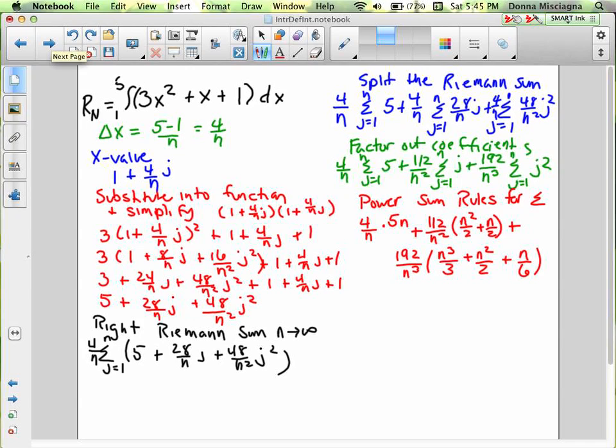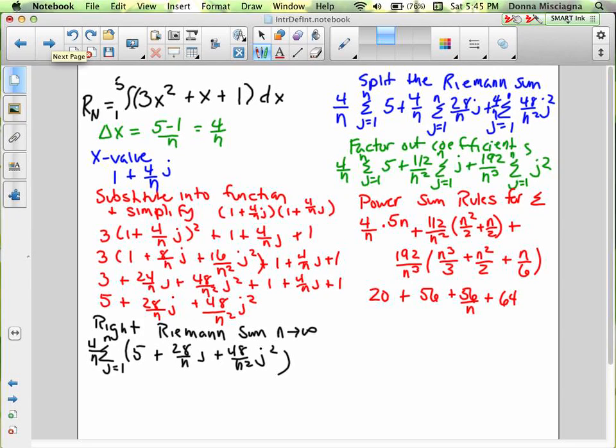So the n's will cancel. This will be a 20. The n squareds will cancel. So I'm on the next one now. n squareds will cancel. 112 divided by 2 is 56. And then one n will cancel, and the 2 and the 112 will cancel. That would be a 56 over n. The n cubes will cancel. 192 divided by 3 is going to be 64.